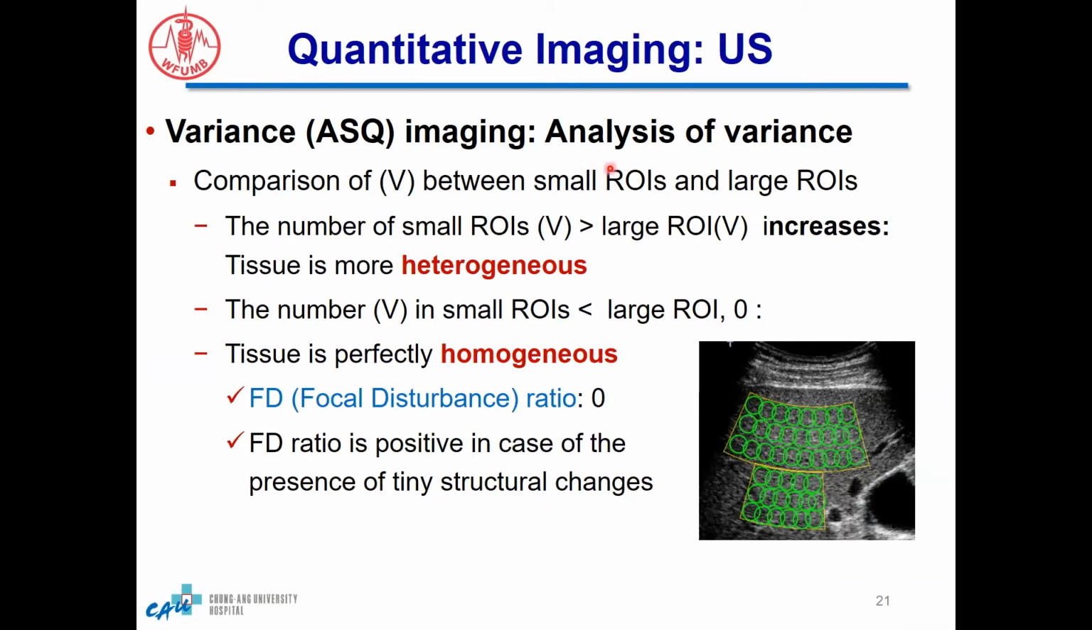In acoustic structure quantification, ASQ, variance of small ROI is compared to variance of large ROI, as you see in this figure. When the number of small ROIs having variance larger than large ROI increases, it means tissue is more heterogeneous. When there is no small ROI having variance larger than large ROI, it means that the tissue is perfectly homogeneous, and the focal disturbance, FD, ratio calculated by variance imaging would be 0. FD ratio is positive in case of the presence of tiny structural change.